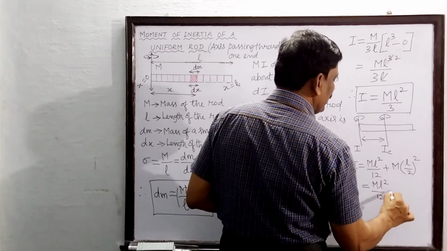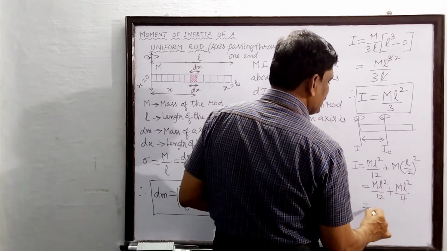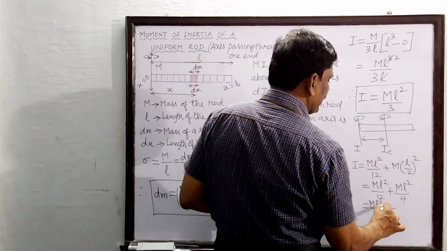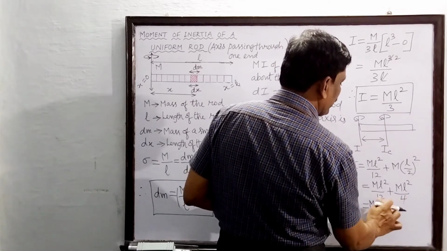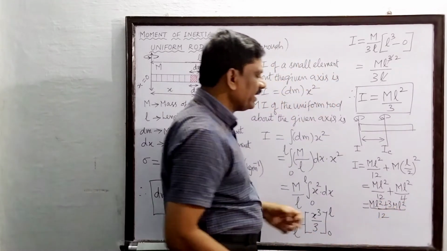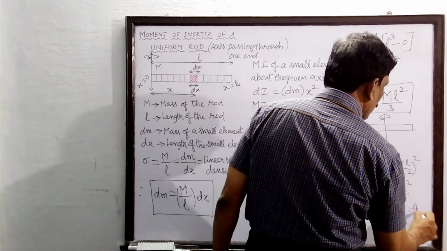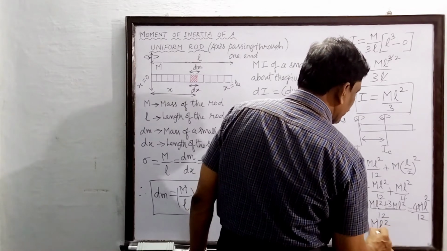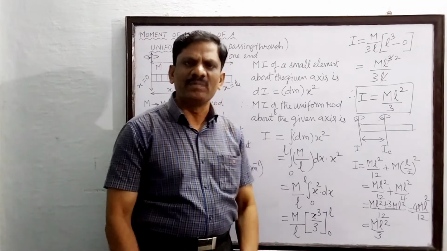M L square by 12 plus M L square by 4. Now the LCM is 12. If I take the LCM, this is M L square plus 3 M L square, all divided by 12. M L square plus 3 M L square will come as 4 M L square. So this is equal to 4 M L square by 12. This is now equal to M L square by 3. Just a verification, that's all. The simple verification using the parallel axis theorem.